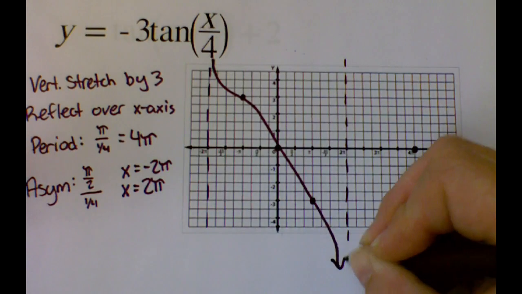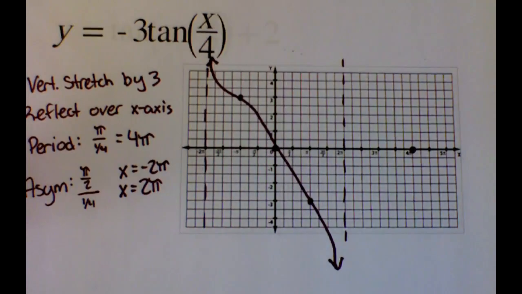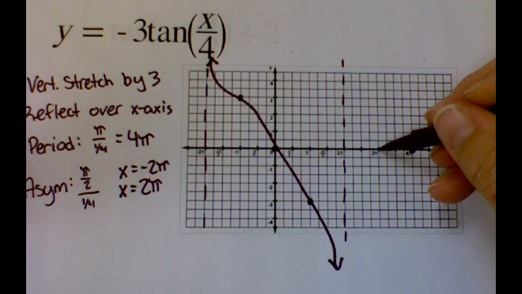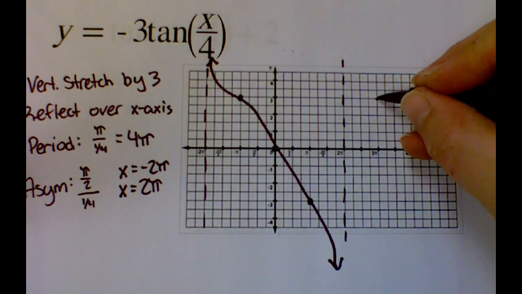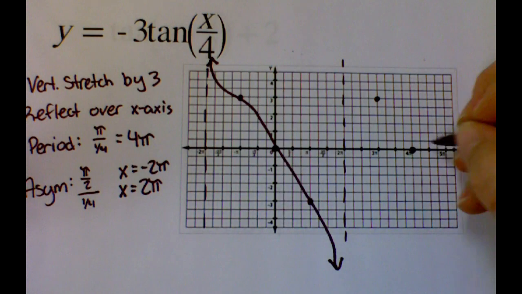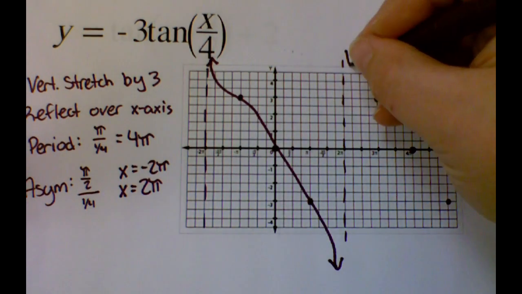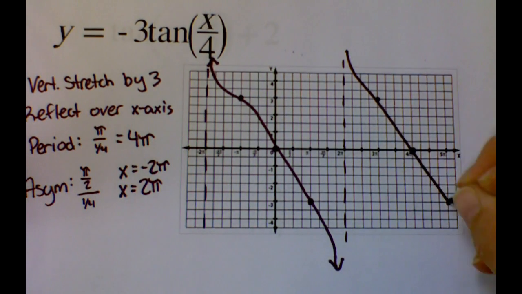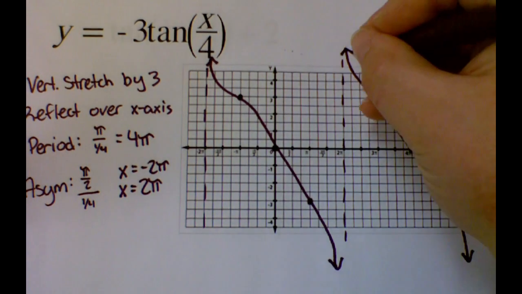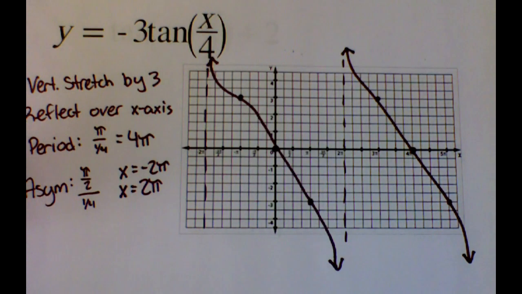Oops. I struggle drawing these big ones. So that means at 3 pi, I'm going to have a positive 3 again. 0 at 4 pi, negative 3 at 5 pi. And a big squiggle here. There is my decent graph.